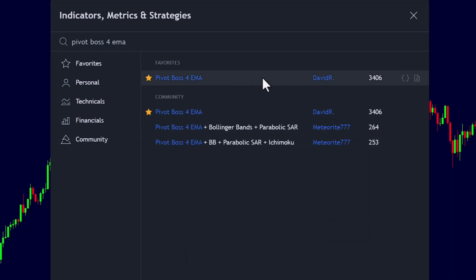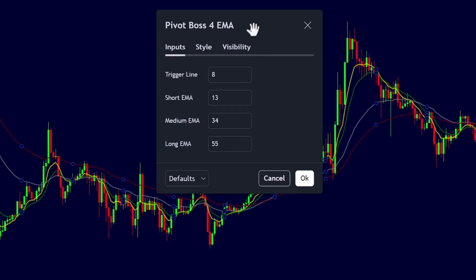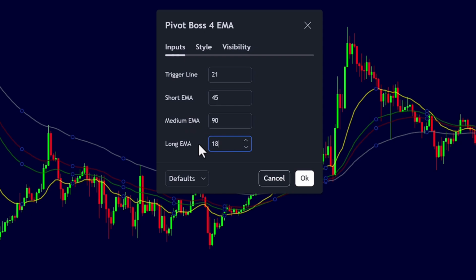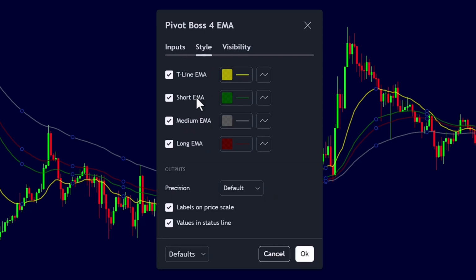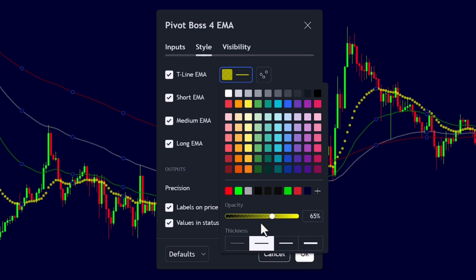But before we begin using it, we need to fine-tune the settings to maximize its effectiveness. Here's a quick guide to optimizing the Pivot Boss 4 EMA indicator in the Inputs tab. Adjust the following: set the trigger line to 21, change the short EMA line to 45, modify the medium EMA line to 90, set the long EMA line to 180. In the style section, change the trigger type to circles. Feel free to customize the colors of the circles and lines to match your preferences.